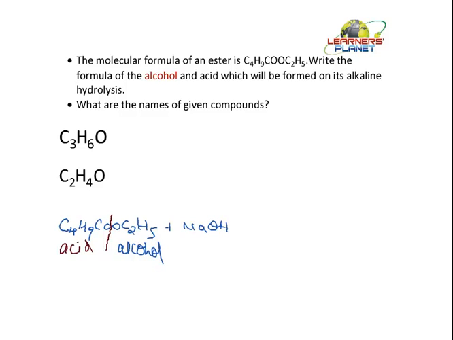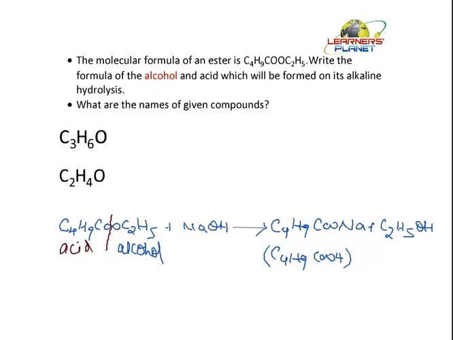So on heating with sodium hydroxide, what will be my products? What is the acid here? That is C4H9COONa, that is my acid salt, or C4H9COOH is my parent acid. And what is my alcohol? It is C2H5OH. So this is the way, students, how we find out what an ester is formed of: acids and alcohols. I hope you understood this. You just try a few more molecular formulas of esters.